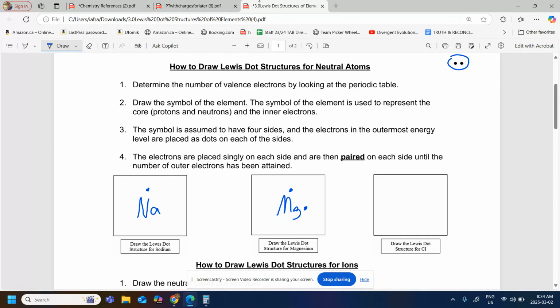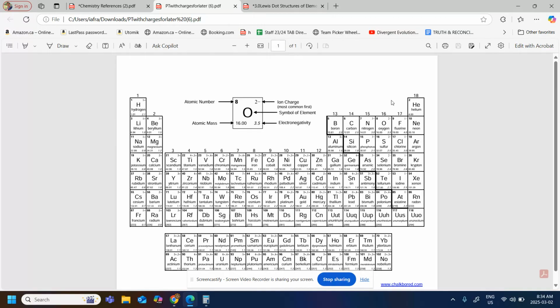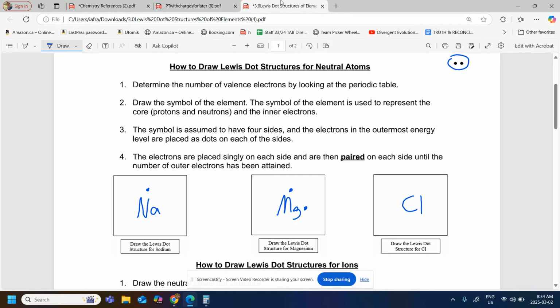Now suppose you want to draw it for chlorine. Chlorine, you would draw the symbol first. Chlorine is in group 17, so 7 valence electrons. So I would place 1 here, 2, 3, 4, 5, 6, and then 7. So it has 3 paired electrons and then 1 single electron.